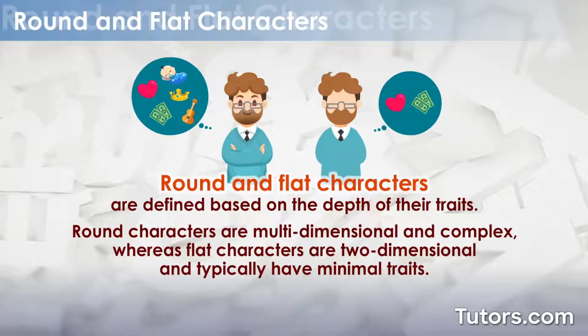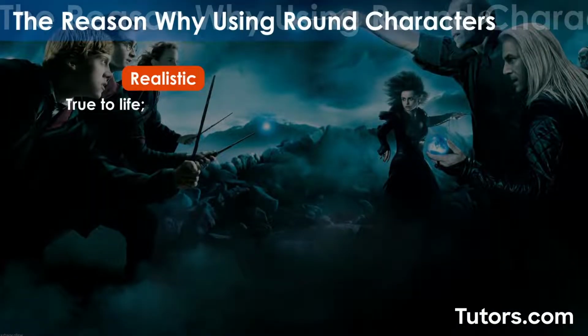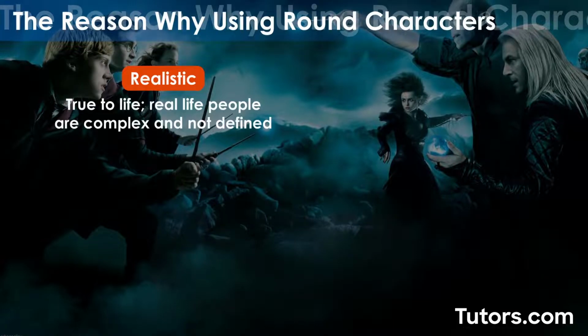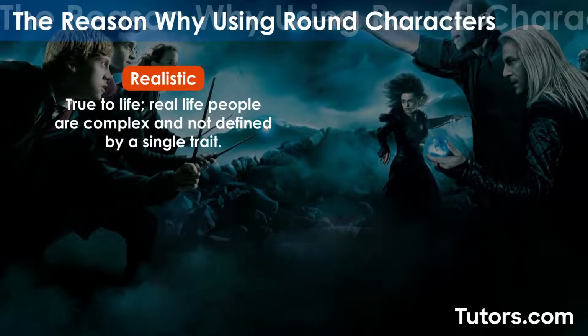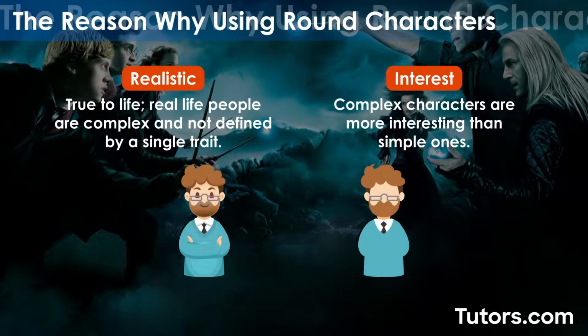Round characters are usually dynamic characters, and flat characters are usually static characters. Round characters are true to life, as people in real life are complex and not defined by a single trait. Readers find complex characters much more interesting than simple ones.